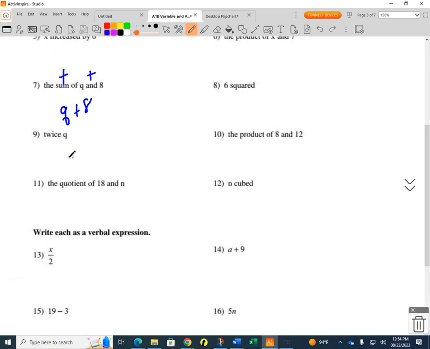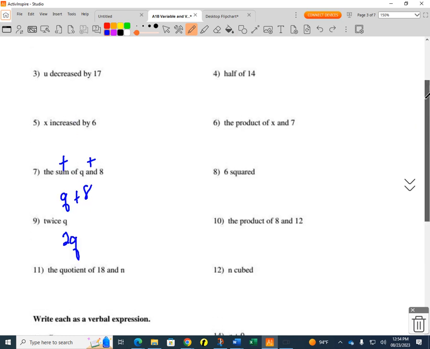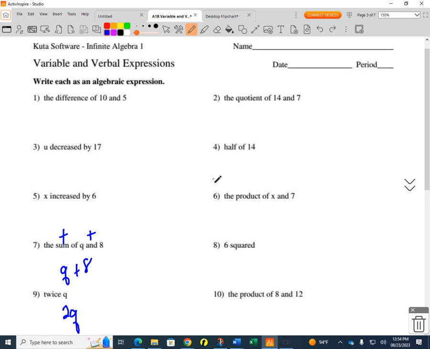So twice Q, so it's, I'm sorry, 2 times Q is just 2Q. Jacob? Can you do number 4? Number 4. Half of 14. So how do we write the expression half?